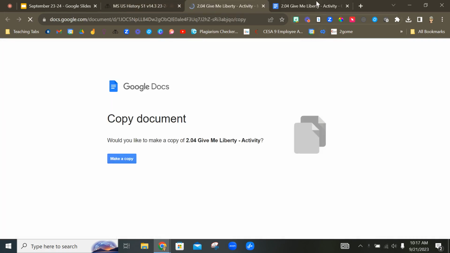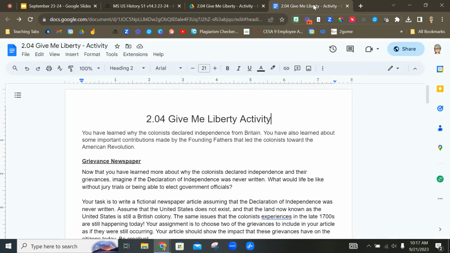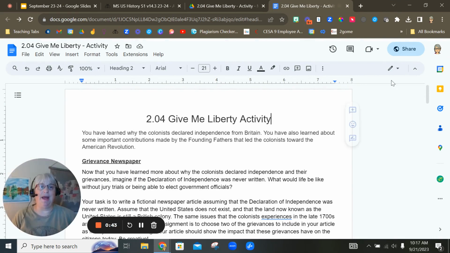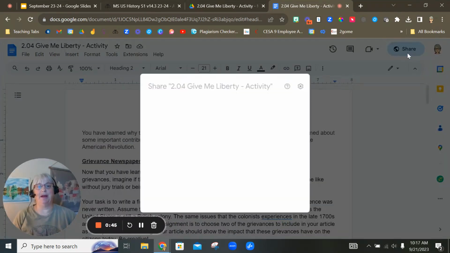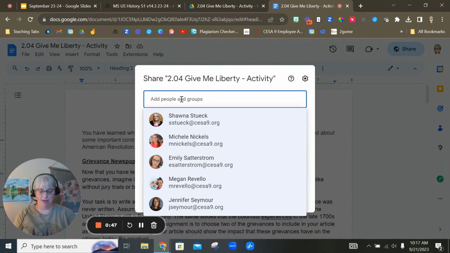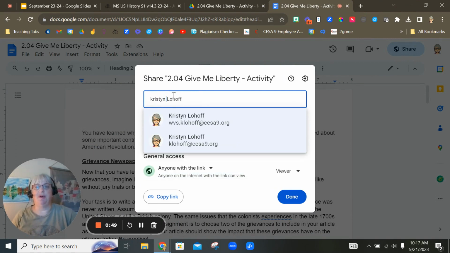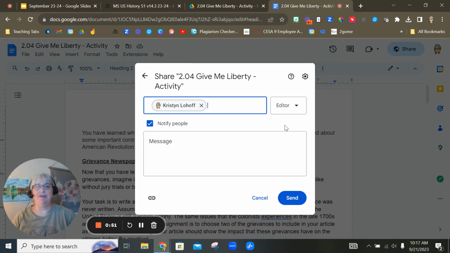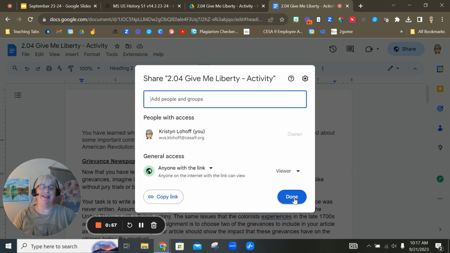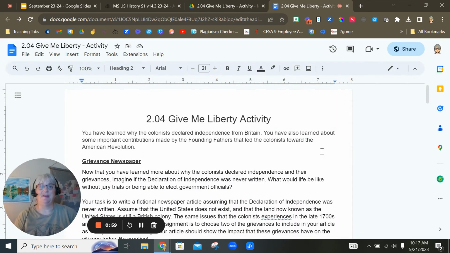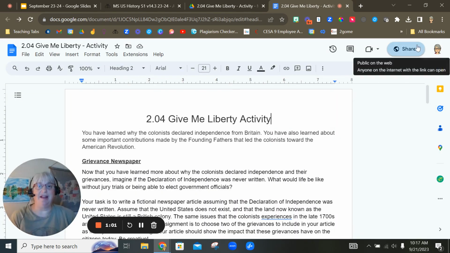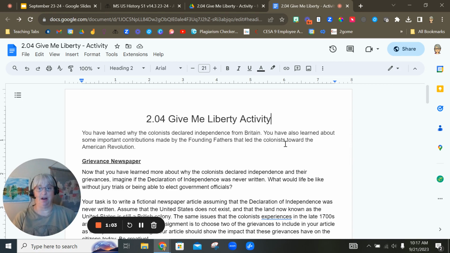It's going to say, make a copy. Go ahead and make that copy. And once you have, please click that blue share button. Type my name into the box to share it with me so that I am able to leave you comments right in the document. That is also helpful if you share it with me right away. I'm able to grade it and I don't have to kick it back to you. So go ahead and share that immediately, and then you're ready to go.